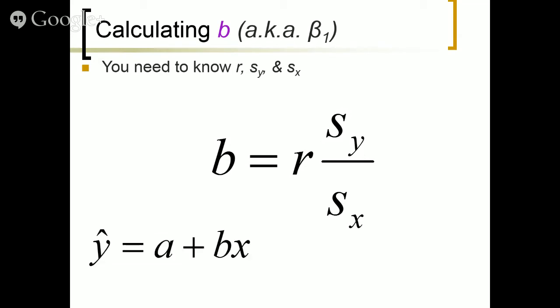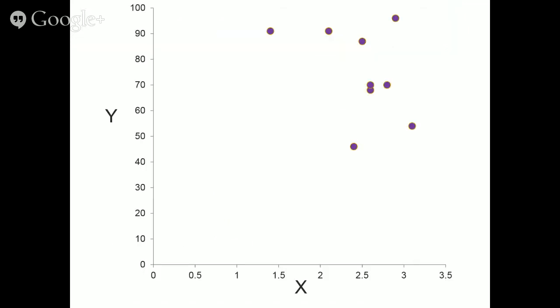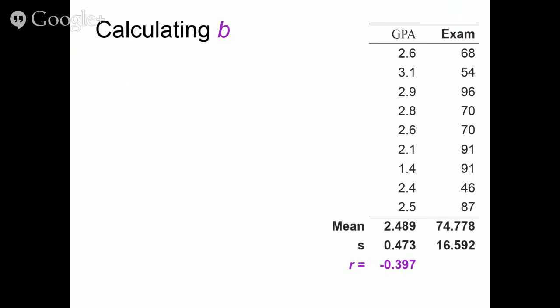So you've got your equation here, and you want to fill in that B and replace it with a number. So you just multiply r times sy divided by s of x, and you've got your number. So here's an example. Here's some data. You've got GPA on the x-axis, and you've got exam scores on the y. So you're using people's GPA to predict what they're going to get on a test in a class or something along those lines. So calculating B, here's the data.